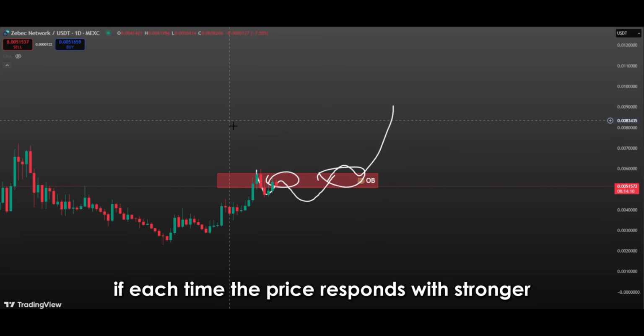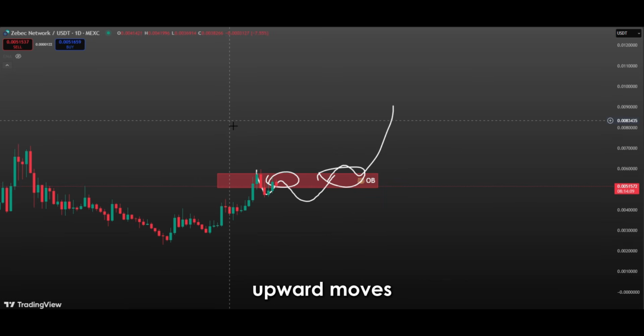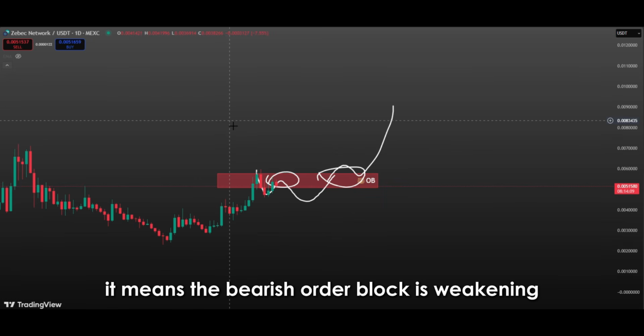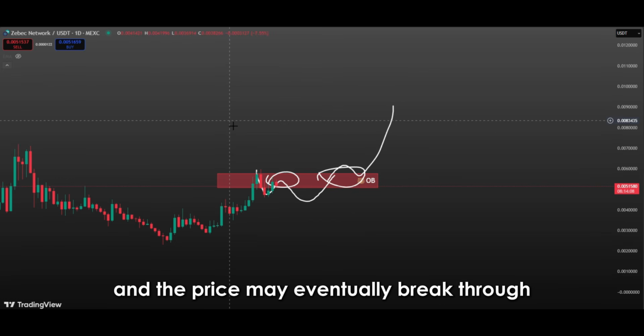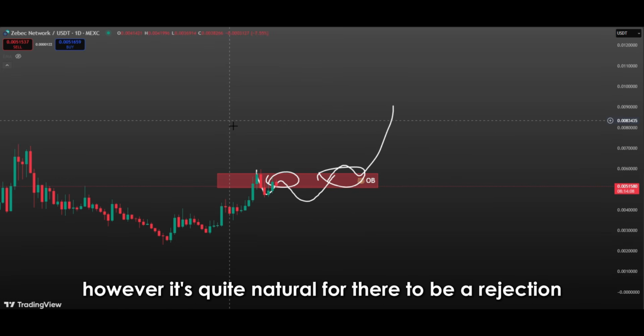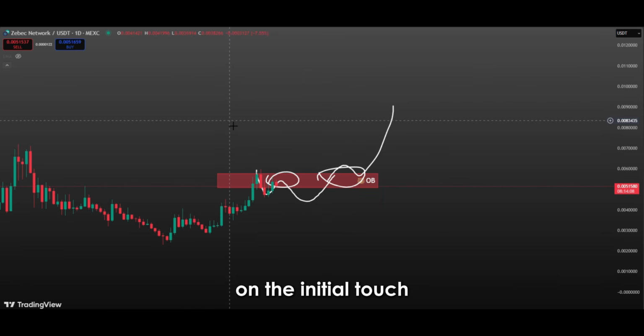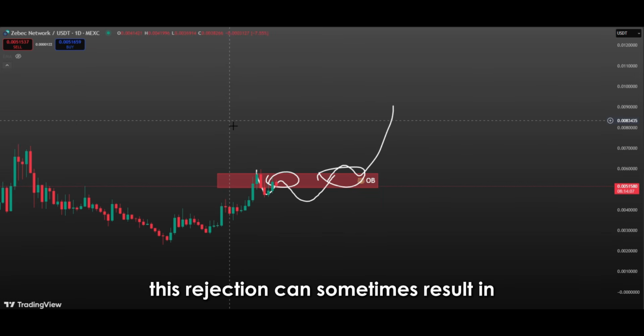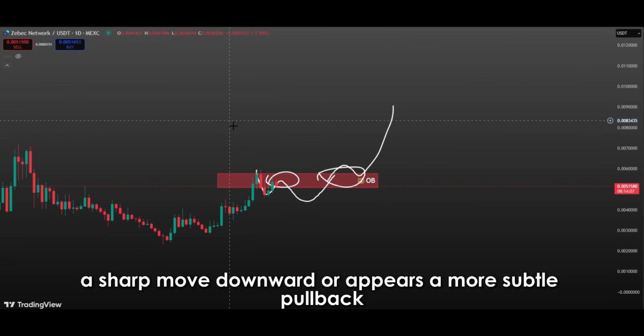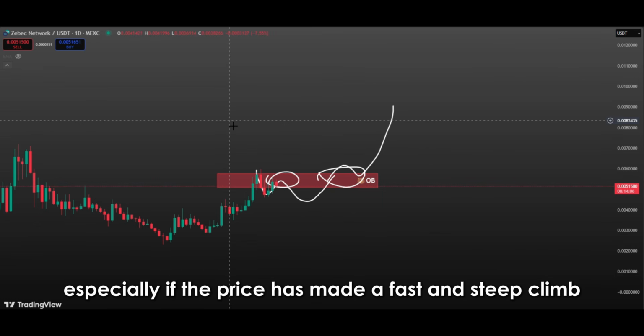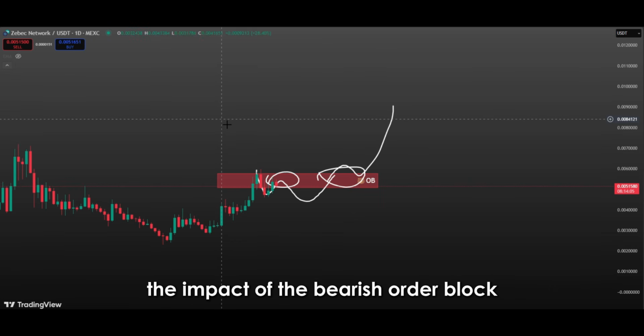If each time the price responds with stronger upward moves, it means the bearish order block is weakening and the price may eventually break through. However, it's quite natural for there to be a rejection on the initial touch. This rejection can sometimes result in a sharp move downward or appear as a more subtle pullback. Especially if the price has made a fast and steep climb before reaching this area, the impact of the bearish order block is felt more strongly.